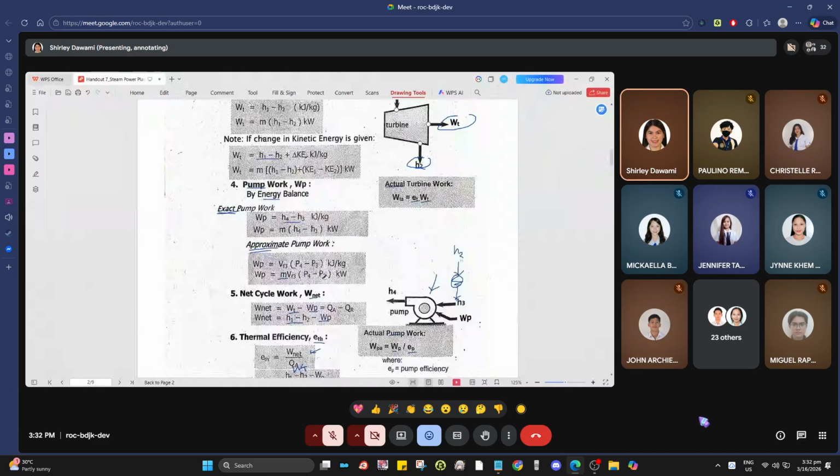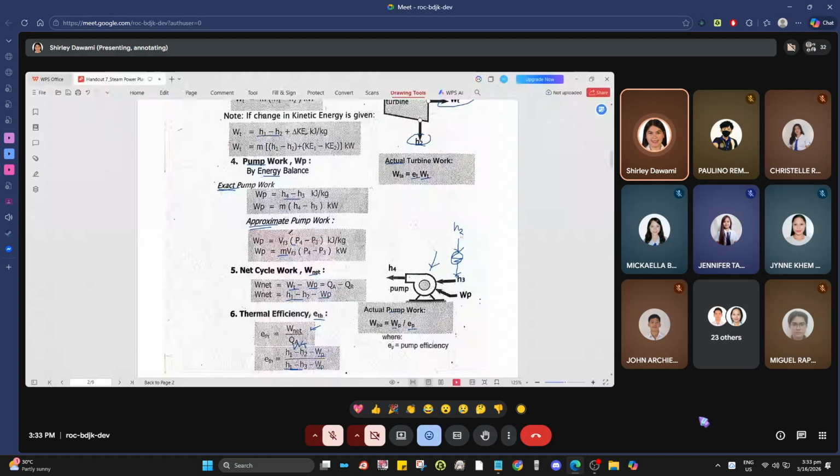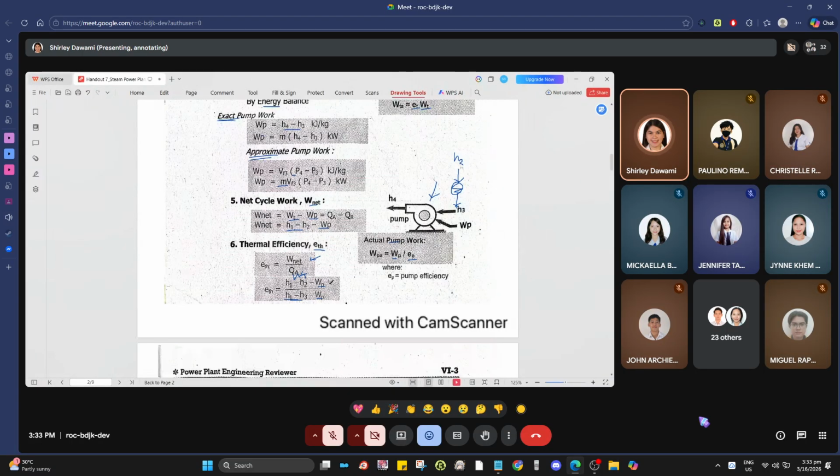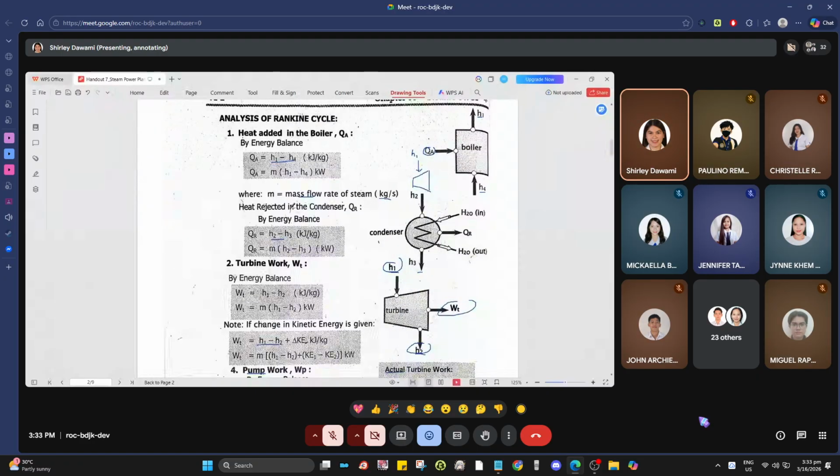Okay. So for the thermal efficiency, work net over QA, where work net is equal to turbine work minus pump work divided by QA. Okay. So H1 minus H3. Hold on. Ano man yung kuan man siya? H1 minus H3 minus pump work. Nga QA is equal to H1 minus H4.